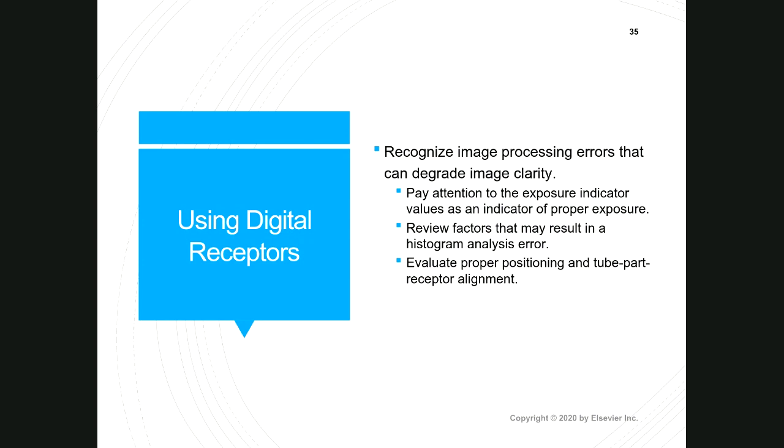So can you control looking at the EI value and using an appropriate technique? Absolutely. If it throws a histogram analysis error, you can see what it has issue with, and you would want to review that so that you could effectively not do that again. And as far as proper positioning in the tube and the part and the IR alignment, that is absolutely something that is within the technologist's control. It's only in the technologist's control.